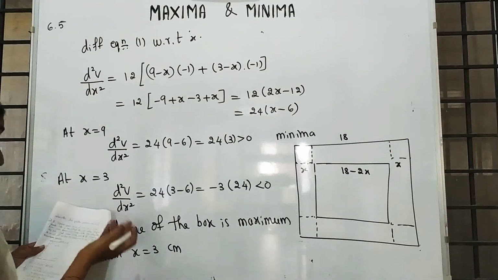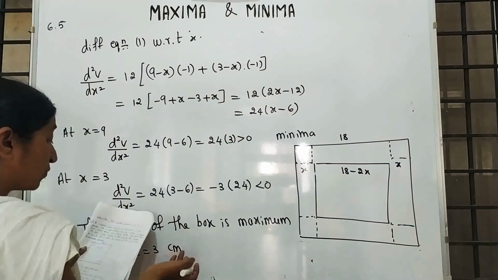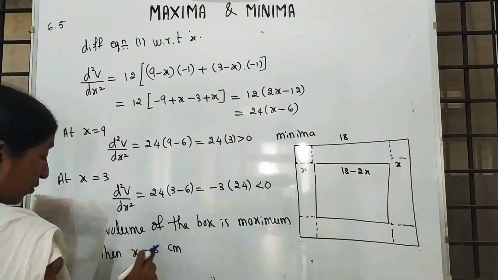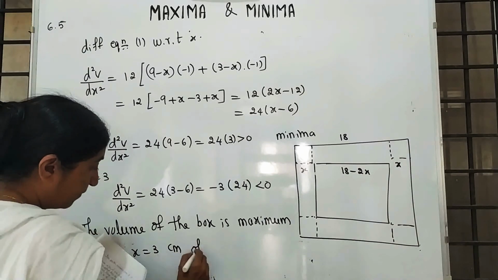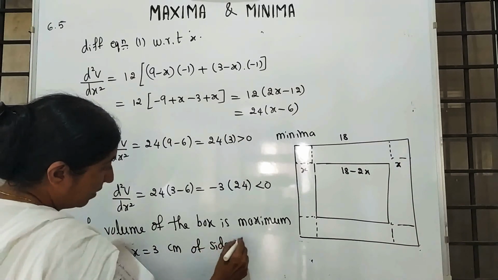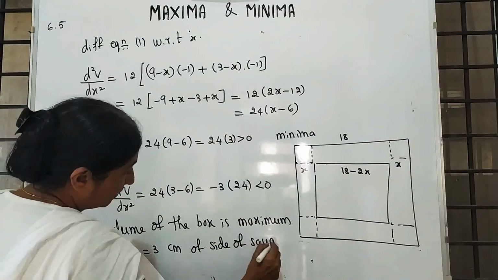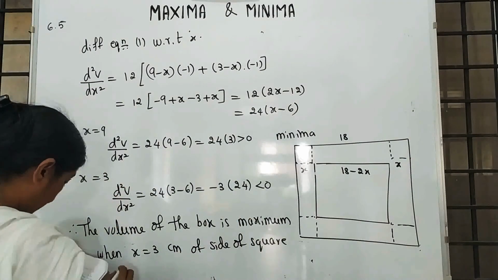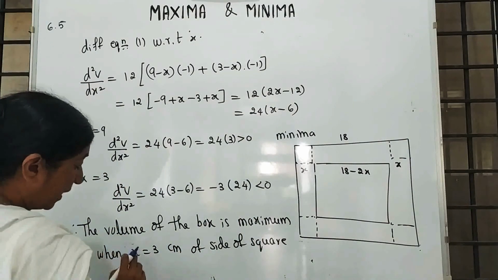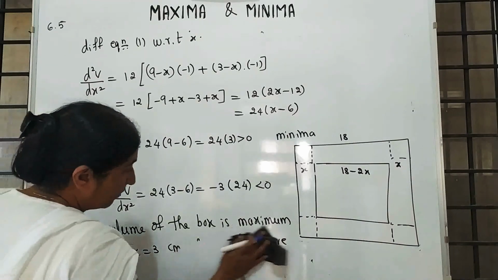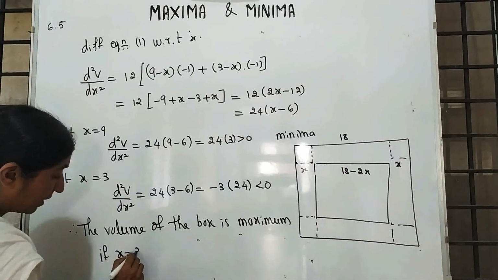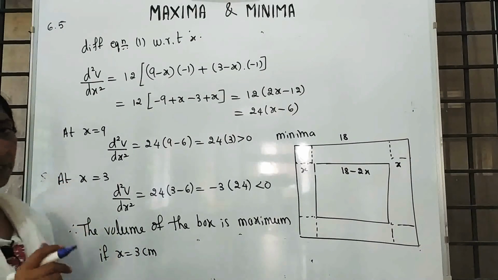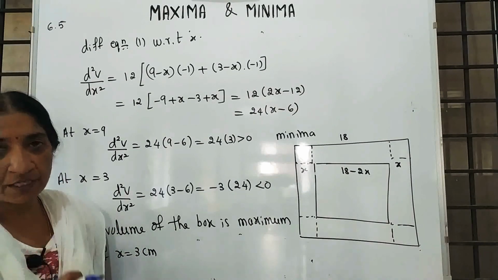See, when it is maximum, what should be the side of the square to be cut off? When x is equal to 3 centimeter, the side of the square should be cut. If x is equal to 3 centimeter, that is the side of the square to be cut off. So is it simple or what?